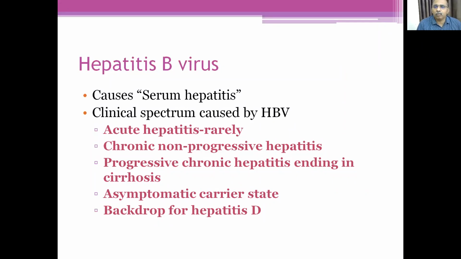Then there is chronic non-progressive hepatitis. That means they have antibodies against hepatitis B, but it is non-progressive. They never have any typical liver disease. And there is progressive chronic hepatitis ending in cirrhosis, which is another form of presentation of hepatitis B. And then the asymptomatic carrier state.